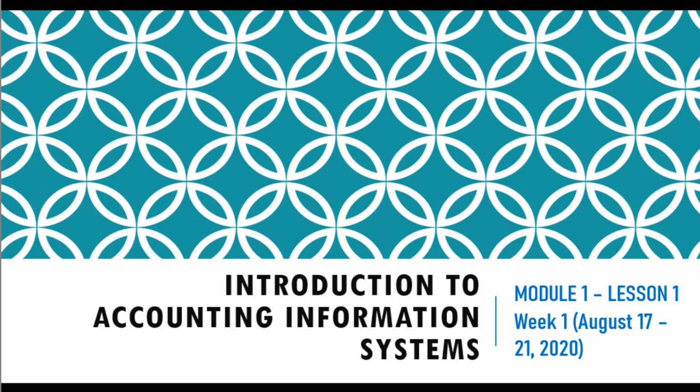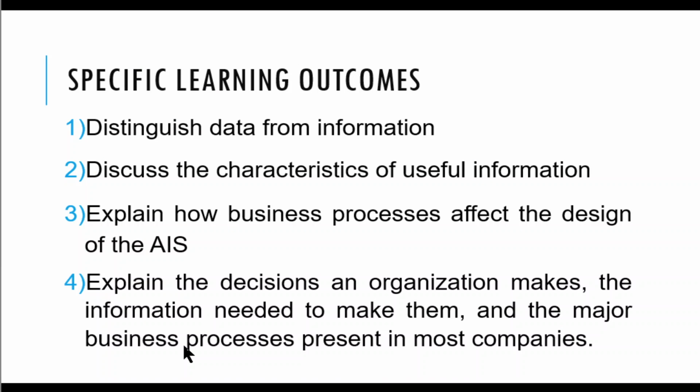So, this is Module 1, Lesson 1, Introduction to Accounting Information Systems. Specific learning outcomes: you need to distinguish data from information, discuss the characteristics of useful information, explain how business processes affect the design of the AIS, and explain the decisions an organization makes, the information needed to make them, and the major business processes present in most companies.